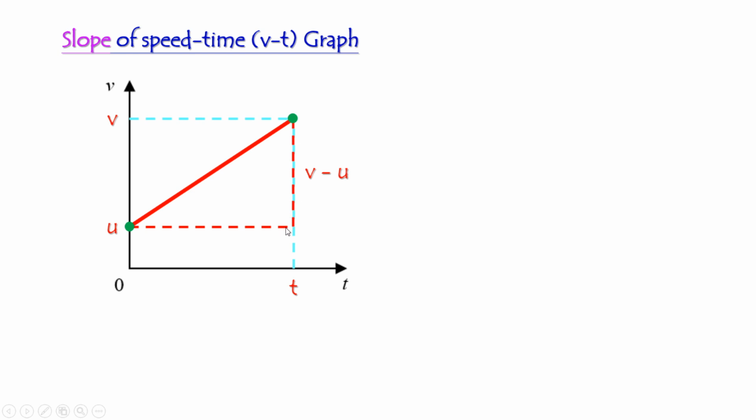Is it okay? How about the horizontal length? Can you tell me the value of the horizontal length? Yeah, it is t minus 0. It is simply t. Is it okay? So from the ratio of the vertical height to the base length, you can find out the slope or the gradient of the graph. So I use v minus u divided by t. Then this gives you the slope of the graph.